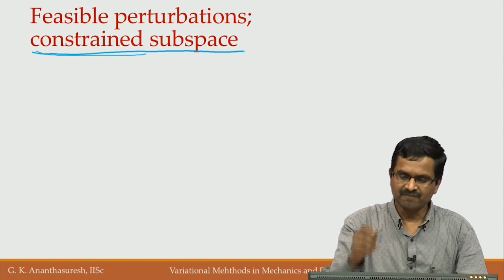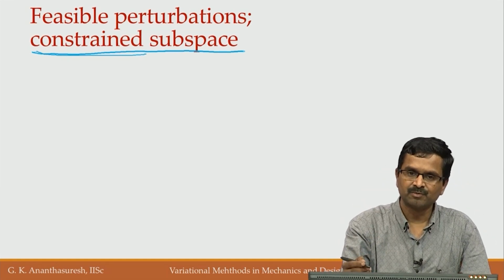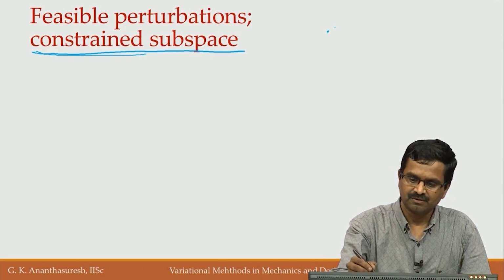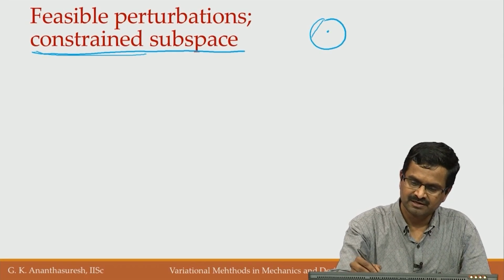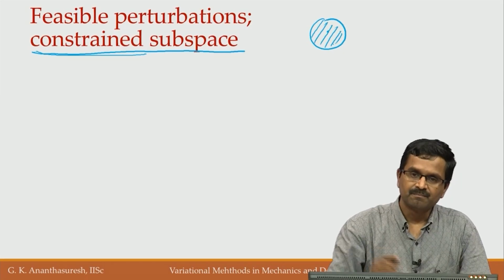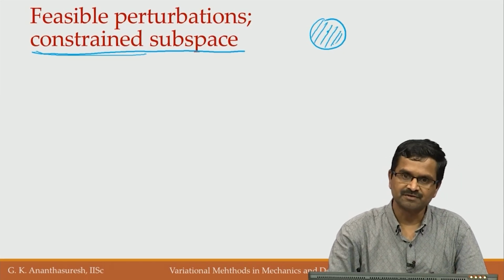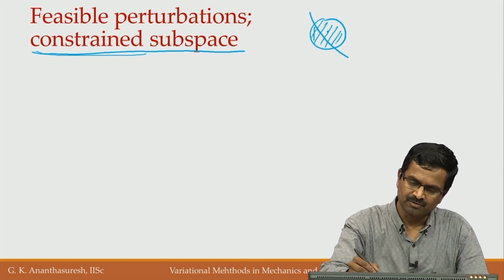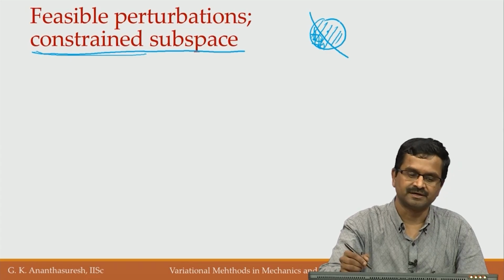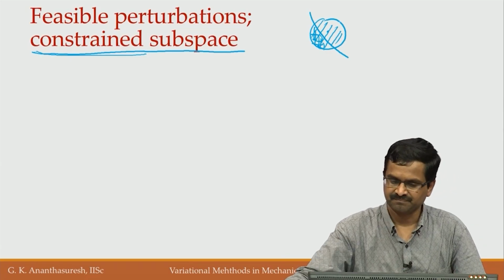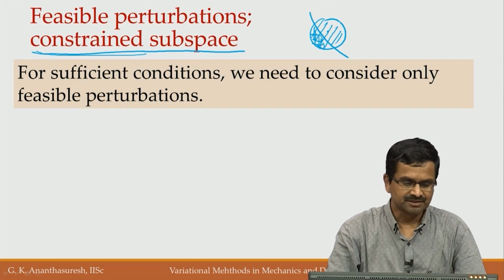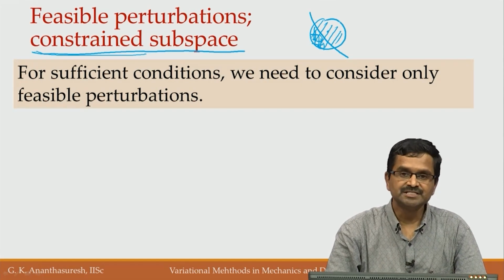If I have a point, let us say I take a 2 variable or 3 variable problem, I look around that point, the little space around it. When you do not have constraints, you can search everywhere, but when there are constraints, a part of it may not be allowed, then you have to search only in the vicinity here, and that is what will be the constrained subspace. So, for sufficiency conditions, we need to consider only what are called feasible perturbations.